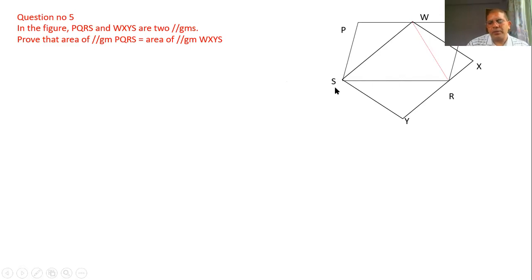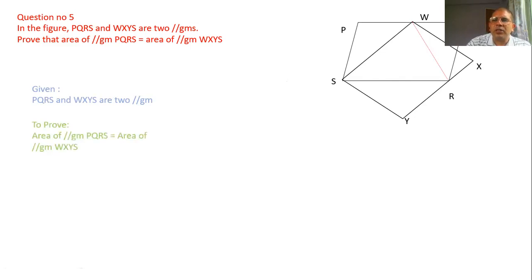Given both are parallelograms. So what is your given? PQRS and WXYS are two parallelograms. And what is to prove? You must show the areas of these two parallelograms are equal. Now, how can you do the construction? In this figure, which points are common in both parallelograms, in side and vertex also? This is the common point, side and vertex, so you should join this line. It is your construction. So how can you prove this one?